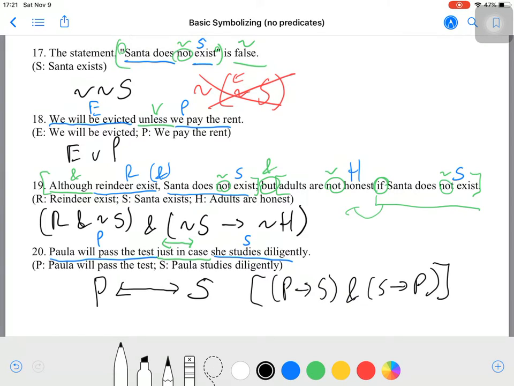So in this video, I went through the rest of those first 20 in this part of the handout. And then in the next video, I go through, I believe, the next 20 or so.